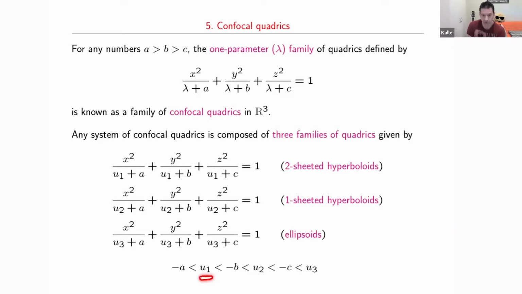So if the lambda is between minus A and minus B, then we call it U1. If the lambda is between minus B and minus C, we call it U2. And if the lambda is greater than minus C, we call it U3. In this case, those numbers are always positive, so you get an ellipsoid. In this case, this number is negative, and those two are positive, so you get a one-sheeted hyperboloid. And here you have two negative quantities, so you get a two-sheeted hyperboloid. So basically a one-parameter family of confocal quadrics actually consists of three one-parameter families of quadrics which have different signature.